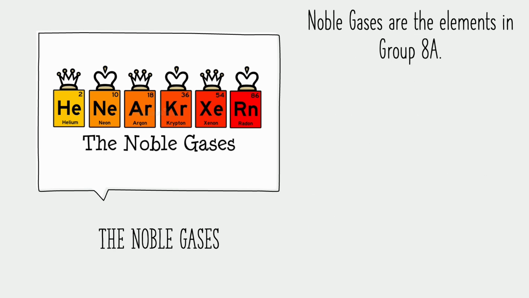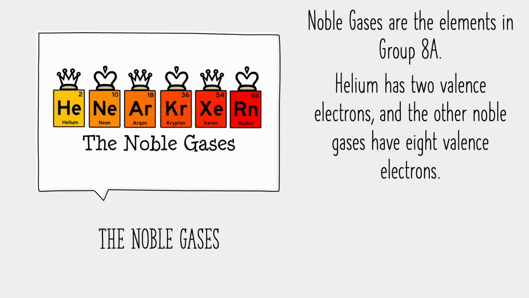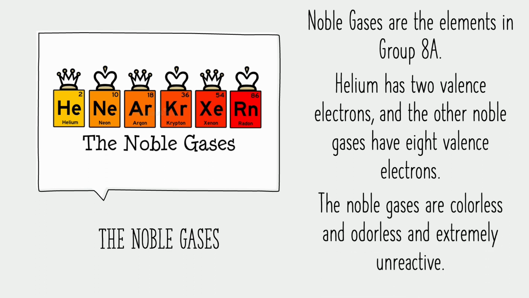Noble gases. Noble gases are elements in Group 8A. Helium has 2 valence electrons, and the other noble gases have 8 valence electrons. The noble gases are colorless, odorless, and extremely unreactive.